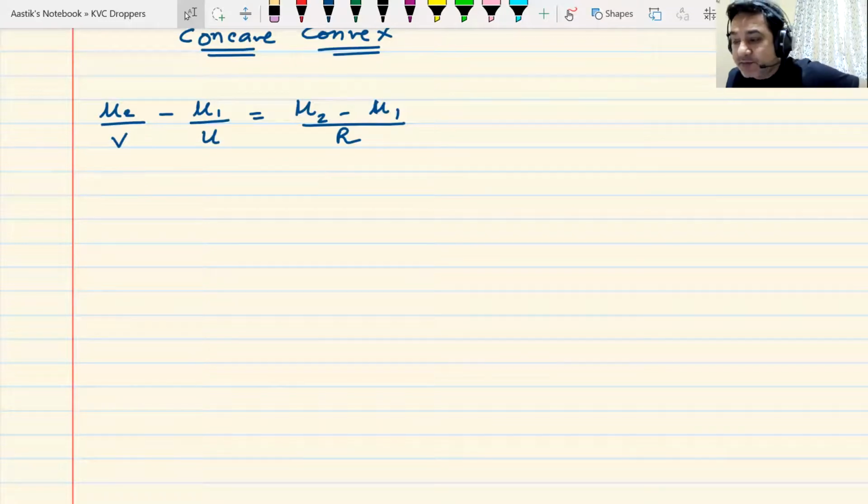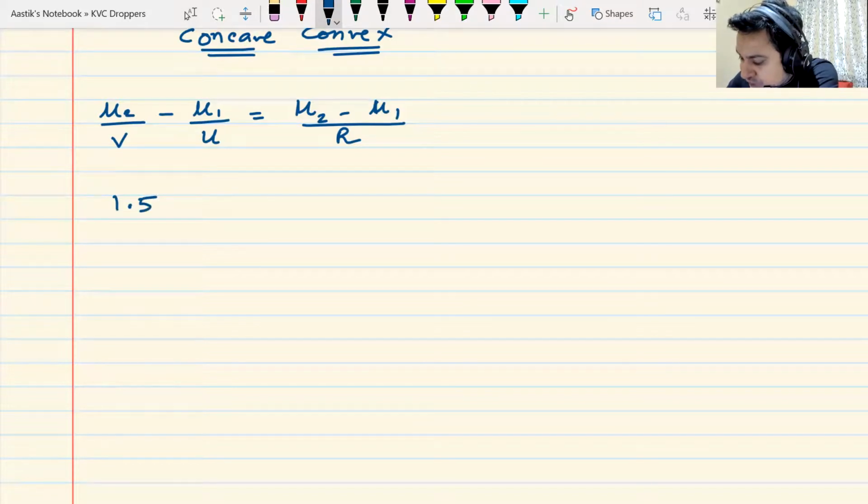Mu2 by V minus mu1 by U is equal to mu2 minus mu1 by R. We just have to put the values. I think the value of mu2 is 1.5, yes or no? 1.5 divided by V minus, I think it is placed in air, so this is 1 divided by U. The value of U, I think, is minus 40.